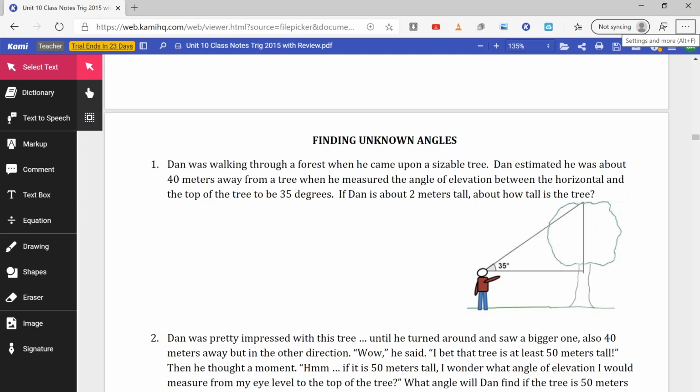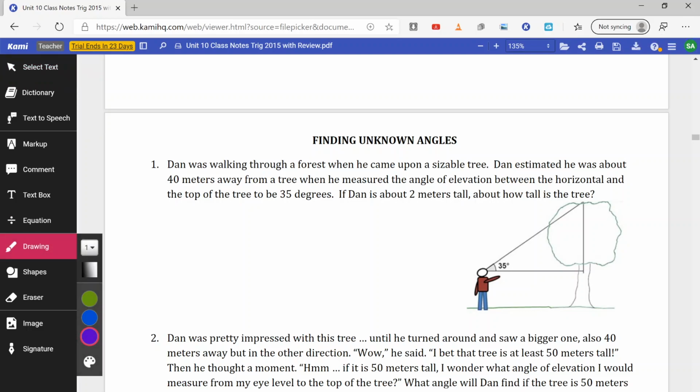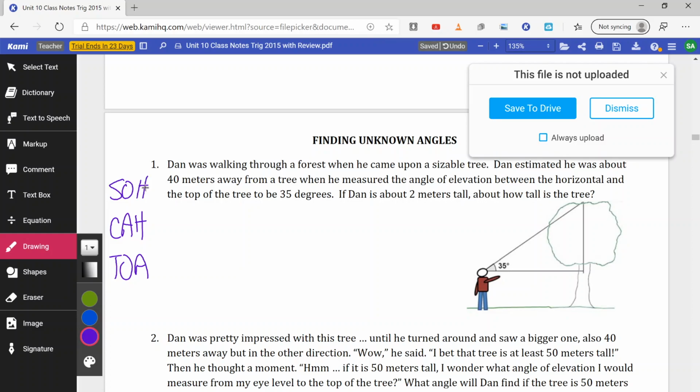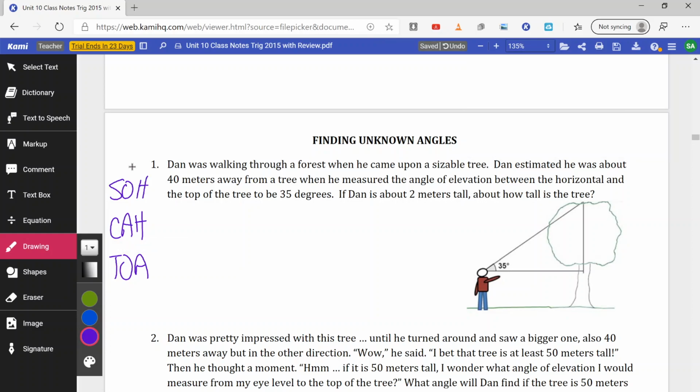Well, everything goes back to the acronym for trigonometry, SOHCAHTOA. So we have these three ratios. Sine is going to be opposite over the hypotenuse. Cosine is adjacent over hypotenuse, and tangent is opposite over adjacent. So using these ratios, we can find our unknowns.